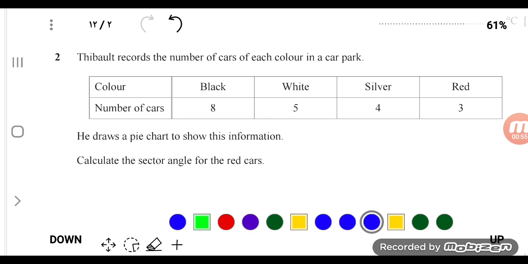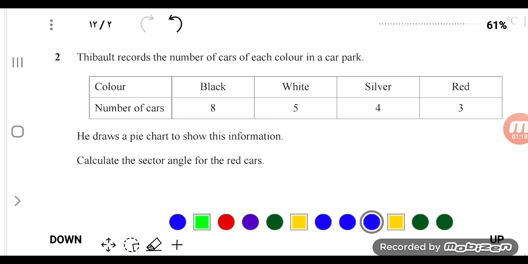Now question number 2. Thibault records the number of cars of each color in a car park. So here you are given the table and the color of each car. He draws a pie chart to show the information. Calculate the sector angle for the red cars.